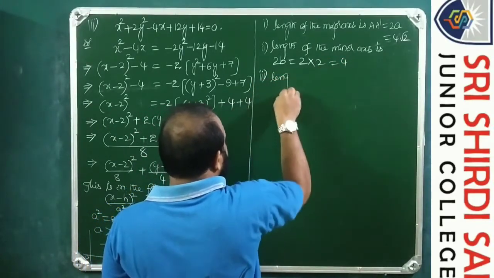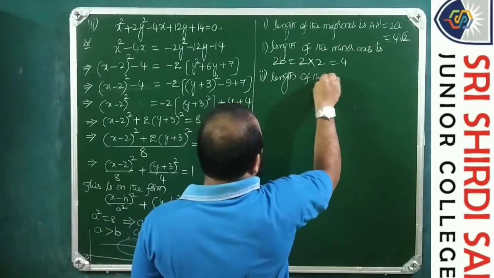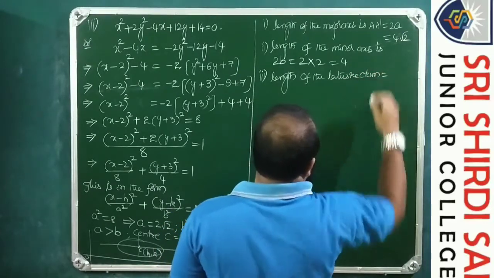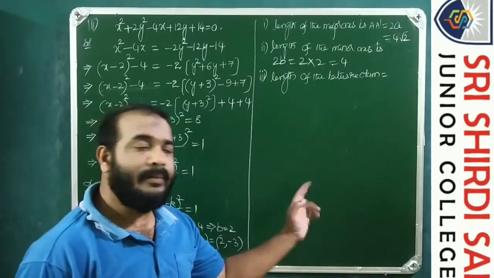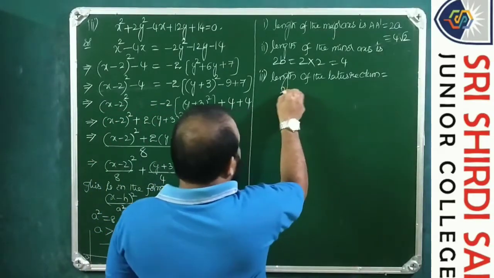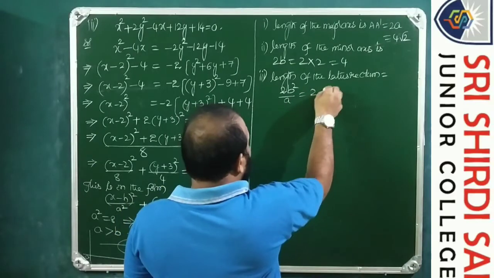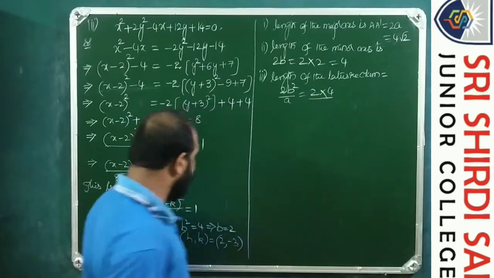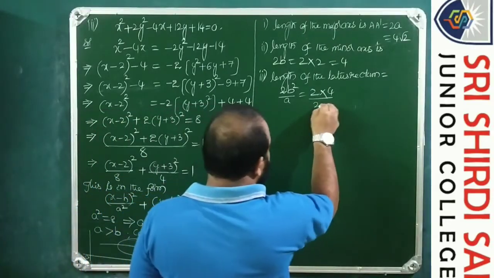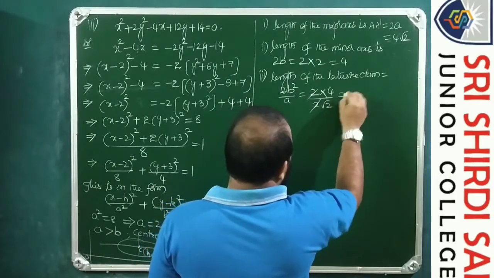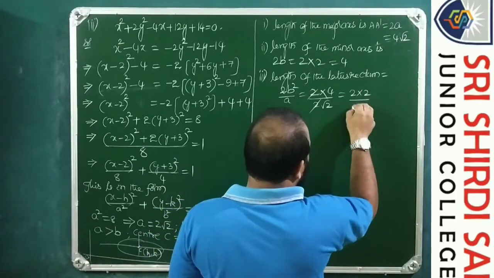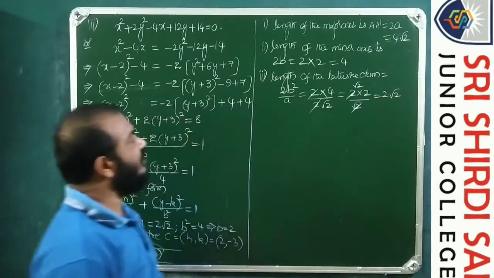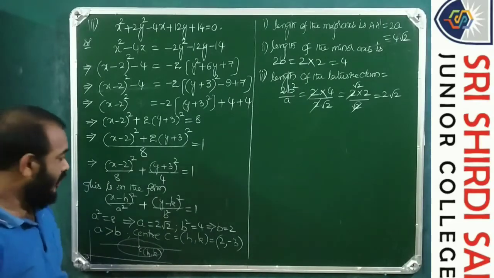Length of the latus rectum is equal to 2b square by a. So 2 into b square value is 4 by a is 2 root 2. So 2 gets cancelled. 4 can be written as 2 into 2 by root 2. So root 2 times 2 root 2. This is the length of the latus rectum 2b square by a.